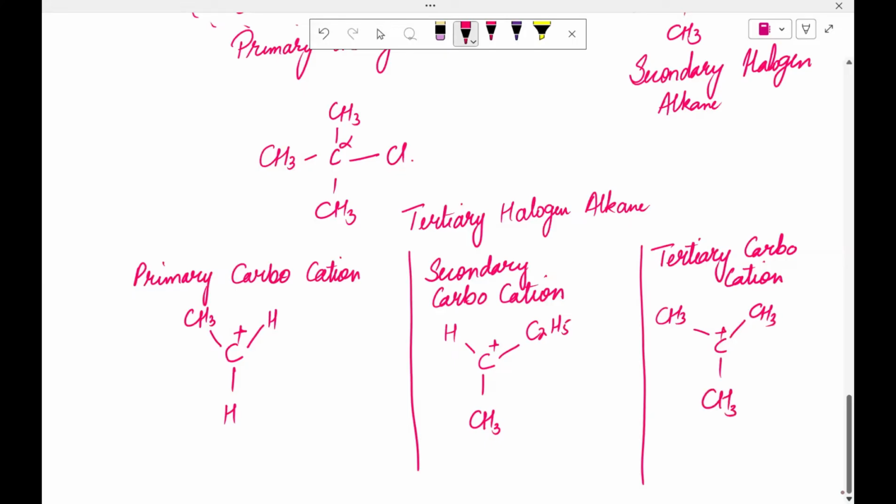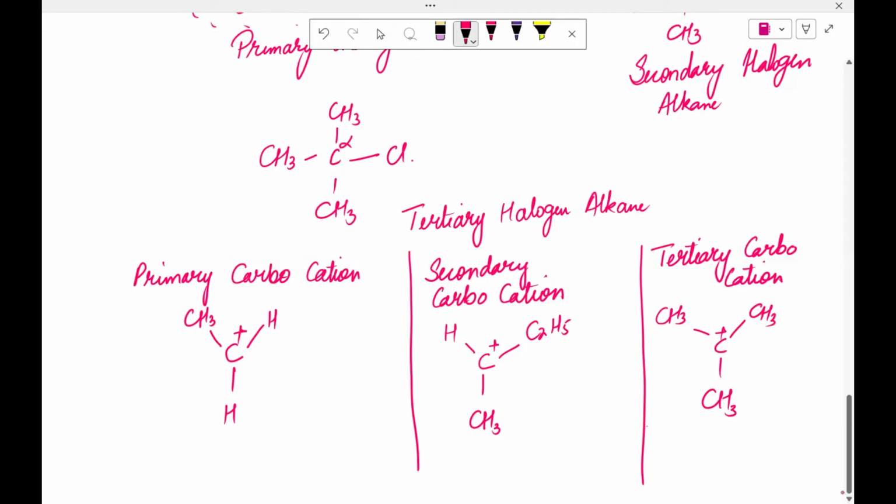Can you please tell me which one would be most stable? Is it the tertiary? Yes. And why is it more stable? I'm not sure actually.